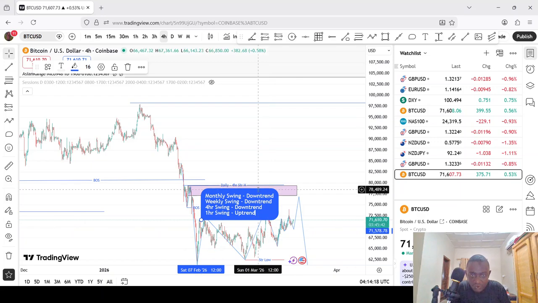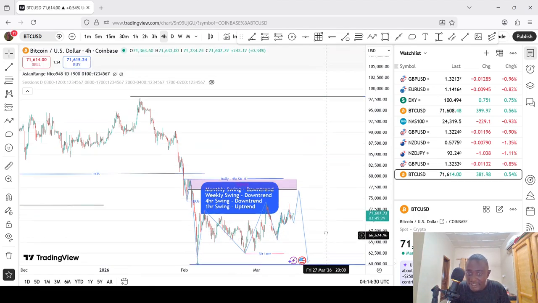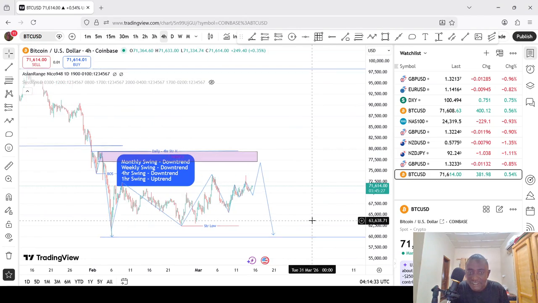So just look at what is happening. The monthly is telling you price is coming down. Weekly is telling you price is coming down. 4 hour is telling you price is coming down. What you need to do, sometimes you just have to wait. Just wait for a confirmation.